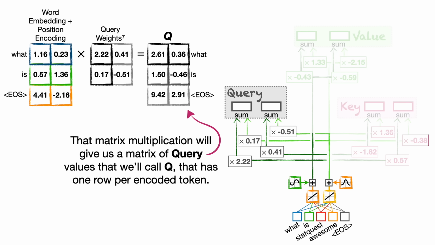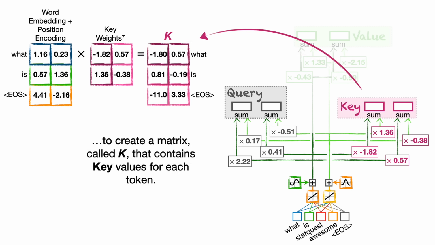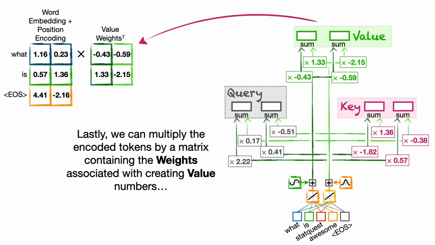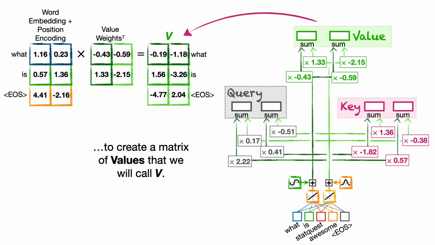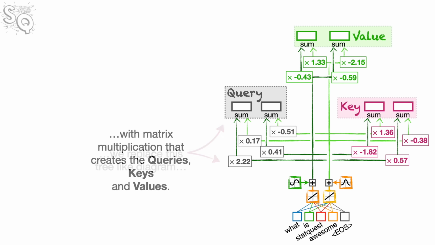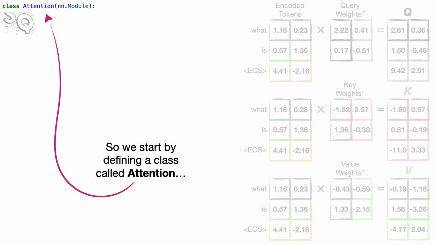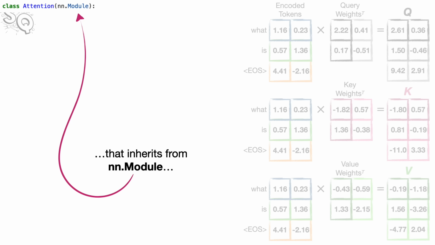That matrix multiplication will give us a matrix of query values that we'll call Q that has one row per encoded token. Likewise, we can multiply the encoded tokens by a matrix containing the weights associated with creating key values to create a matrix called K that contains key values for each token. Lastly, we can multiply the encoded tokens by a matrix containing the weights associated with creating value numbers to create a matrix of values that we will call V. Thus, when we code an attention class in PyTorch, we replace this tree-like diagram with matrix multiplication that creates the queries, keys, and values. So we start by defining a class called attention that inherits from nn.Module.